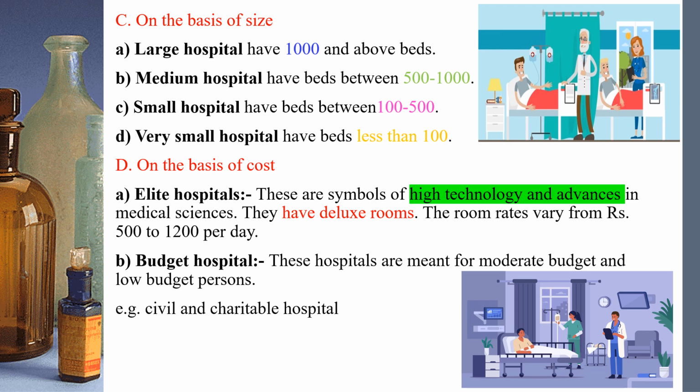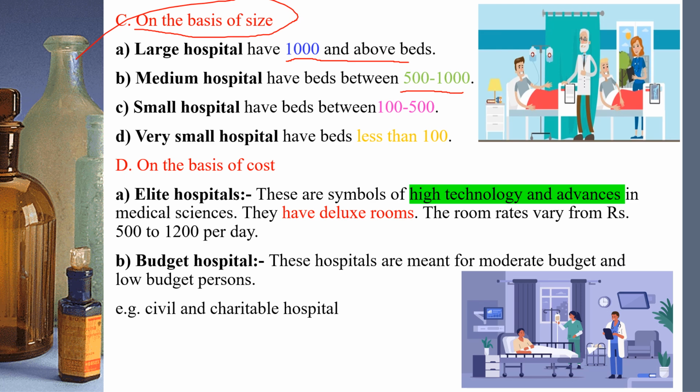Now, third classification is based on the size. First you'll see large, then there comes medium, small, and very small. Large hospitals are those which are having a bed count of 1,000. So those hospitals which are having 1,000 beds, they will be classified under large hospital. Medium hospitals are those which are having beds between 500 to 1,000.